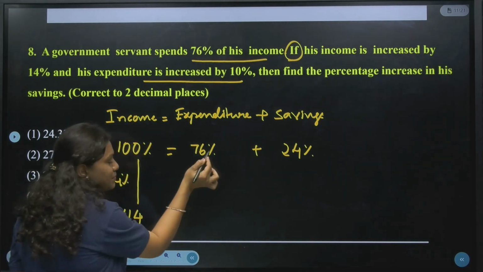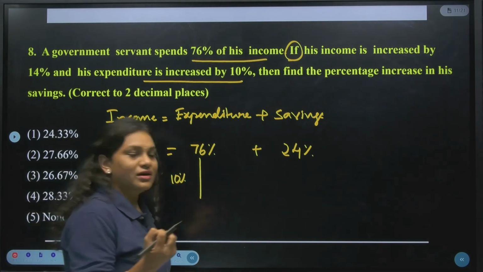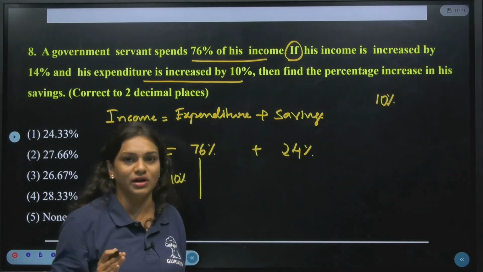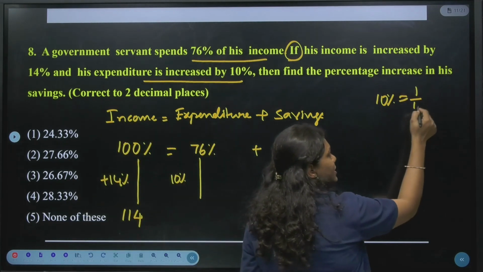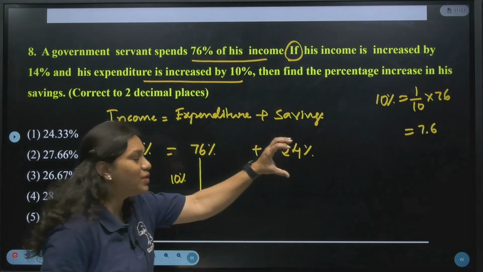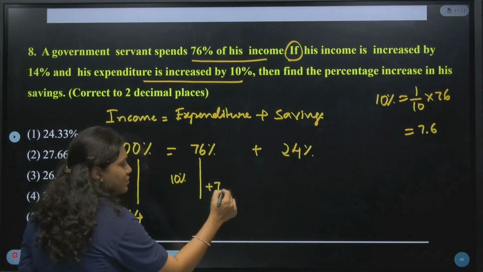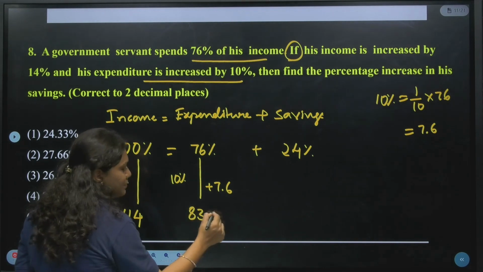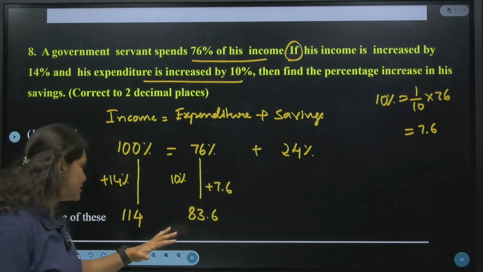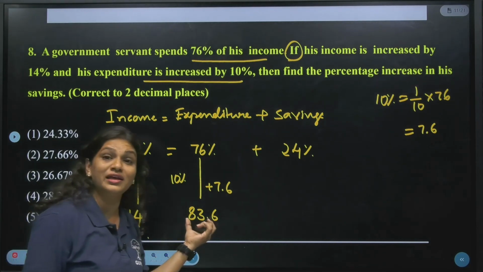Previously they used to spend 76, so what is 10% of 76? See, you might be knowing this. As I said, conversion of percentages to fractions is important, right? So 10% is how much? It is 1 by 10. So one tenth of 76 is how much? It is 7.6, which means 7.6 is the extra amount he is spending. So 76 plus 7.6 will be how much? Isn't it equal to 83.6? 76 plus 7 will be 83, so 83.6. Okay? Yes. Now his income is 114 rupees and he is spending 83.6.